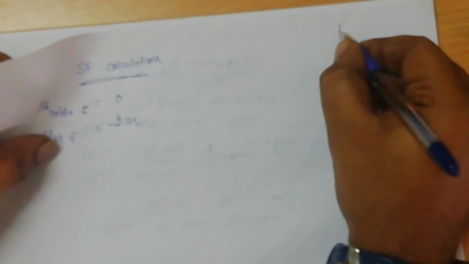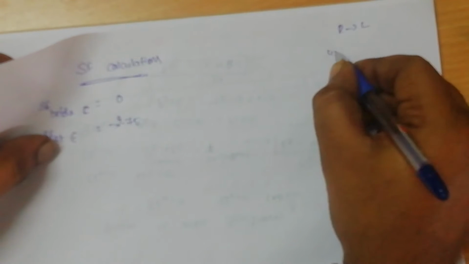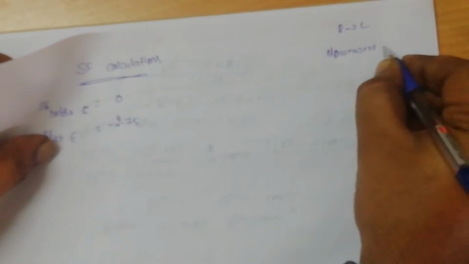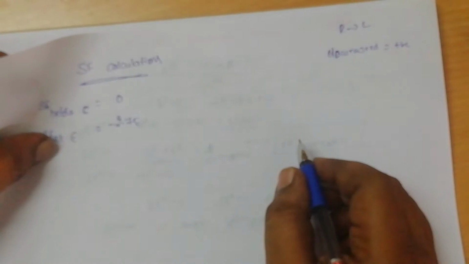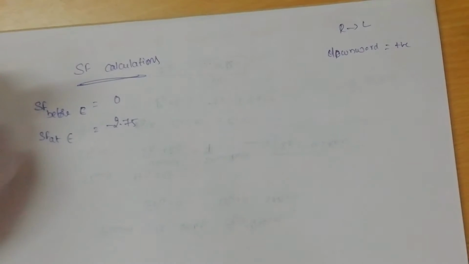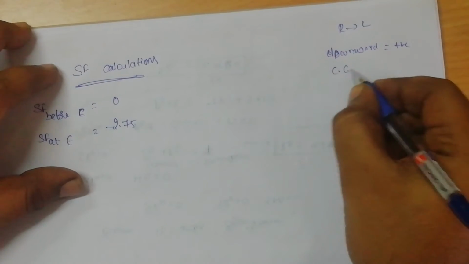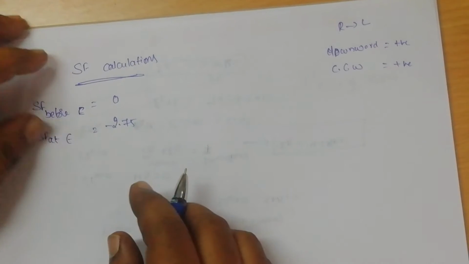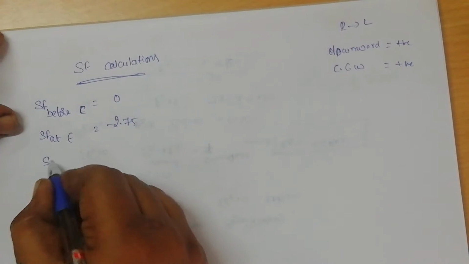So we will take minus because we are solving from right to left. Our downward force is equal to positive. Next, counterclockwise moment is equal to positive.